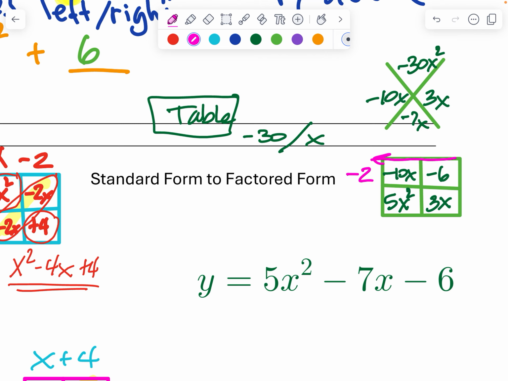And now that I have that, I might go down this way to say, well, negative 2 times 5x would give me negative 10x. And 5x times x would be 5x squared. And then x times 3, and just to double check, I might say, okay, negative 2 times negative 3 is negative 6. So that is my box. What that means is that my factored form of my original equation is parentheses x minus 2 and 5x minus, I'm sorry, that's a plus, 5x plus 3.